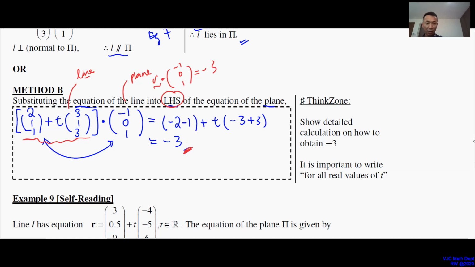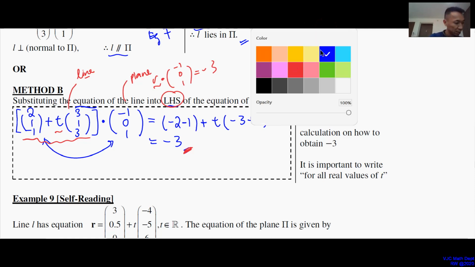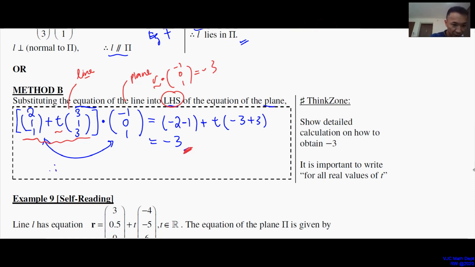What does it tell us? It tells us that for whatever t I put in, all the position vectors, all the points on the line lie on the plane. So if all the points on the line lie on the plane, then clearly we conclude that therefore L lies in pi.